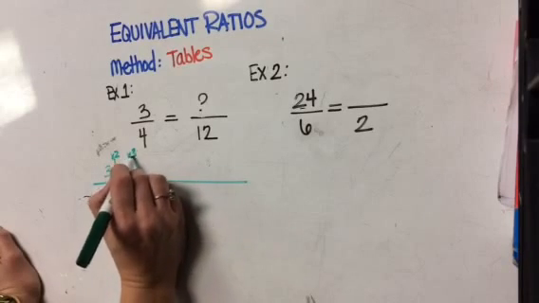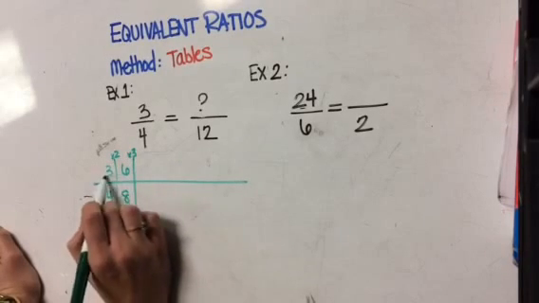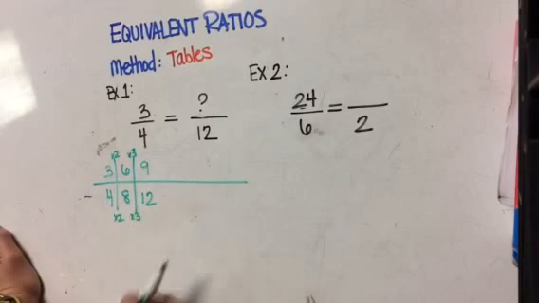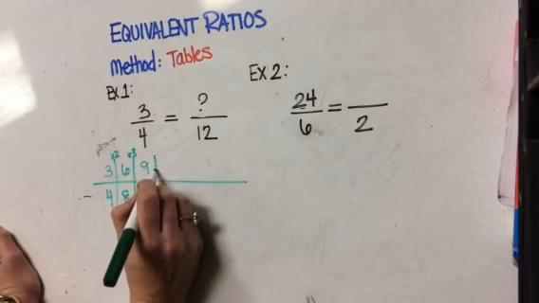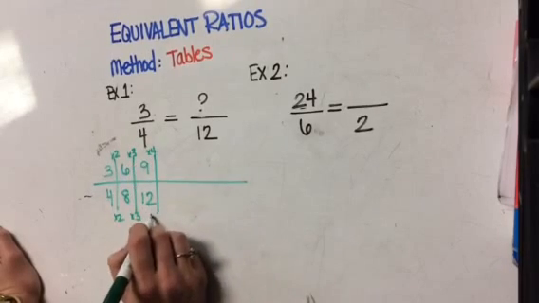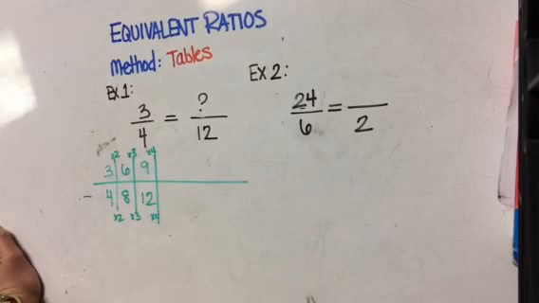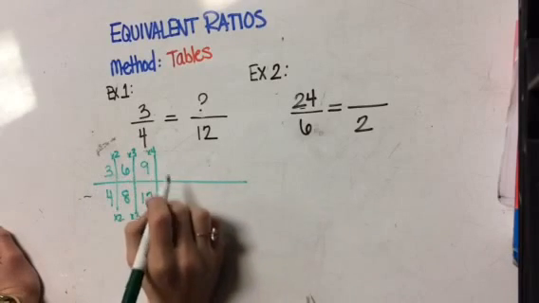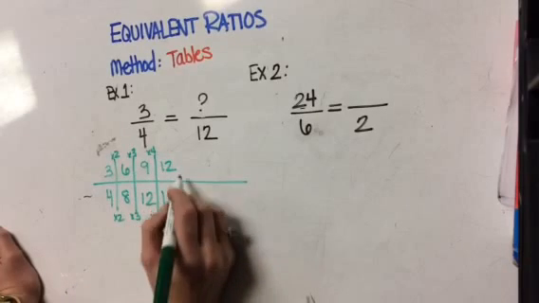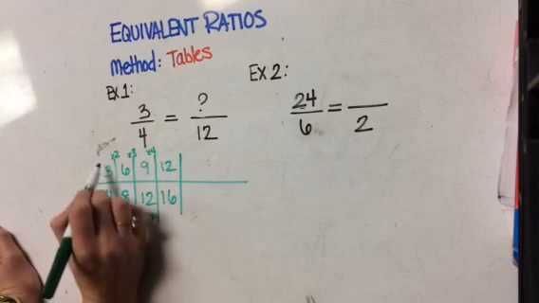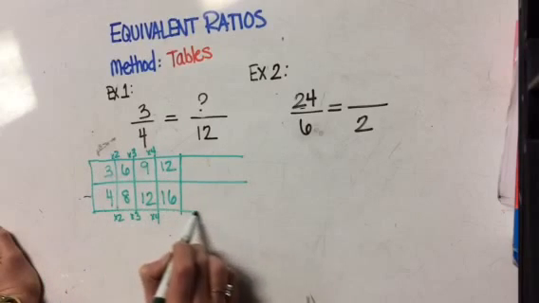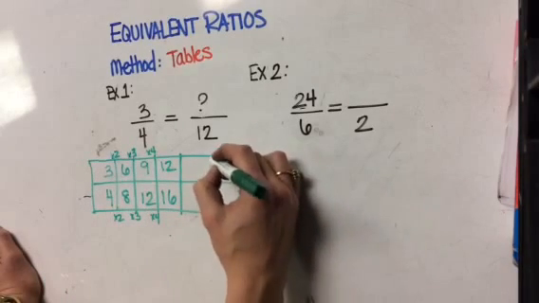I can find another one by multiplying by 3. 3 times 3 is 9. 4 times 3 is 12. So another equivalent ratio that I have is 9 to 12. I can keep going and get as many as I need. 3 times 4 gives me 12. 4 times 4 is 16. So I can see 12 to 16 is equivalent to 3 to 4. Let me go ahead and do just two more.